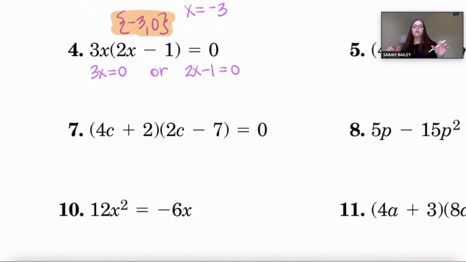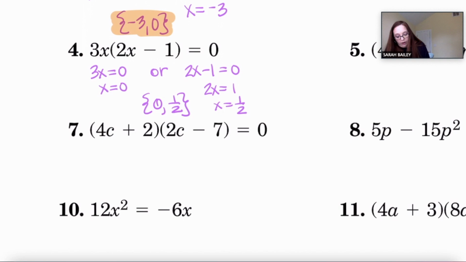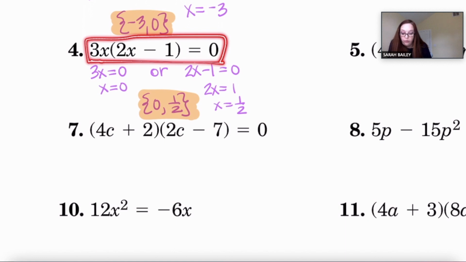So now I have two simple equations. If 3x is equal to 0, then x must be 0. If 2x minus 1 is equal to 0, then I get that 2x is equal to 1, and x would be 1/2. So my two solutions here are 0 and 1/2. I'm going to make that 0 look better. So those are my solutions, 0 and 1/2. Both of those would make this equation here true.